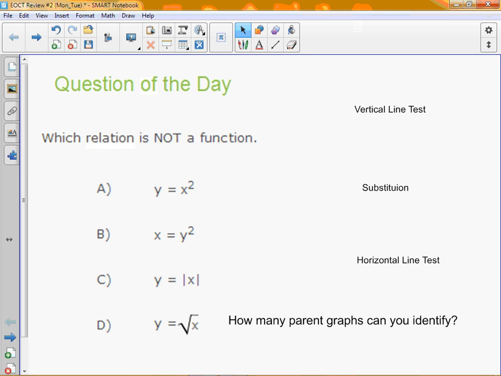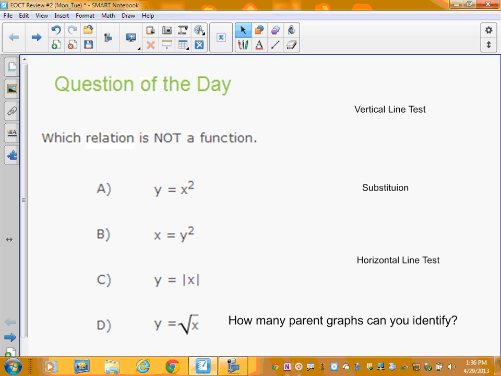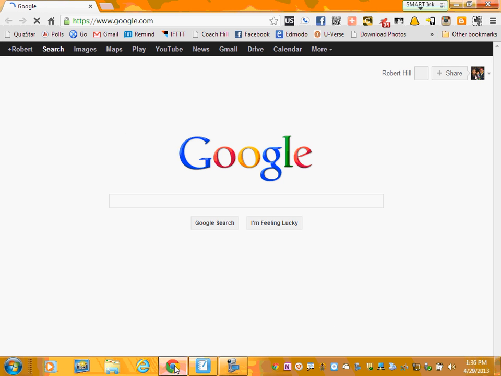This is kind of independent of our EOCT review. The EOCT review we'll go over in just a second. And the place that this will be on my website, when you go to my website, the EOCT review will be right there in the middle of the page. Okay.